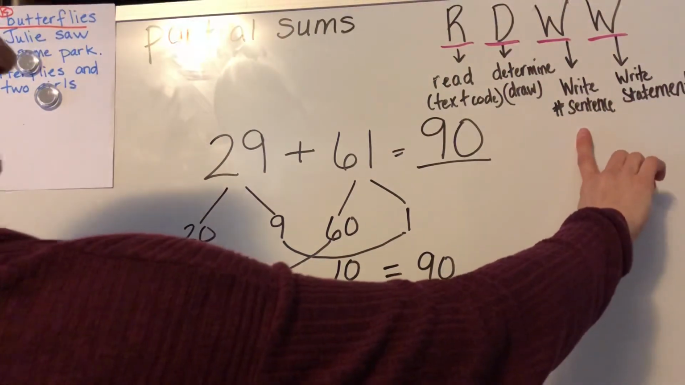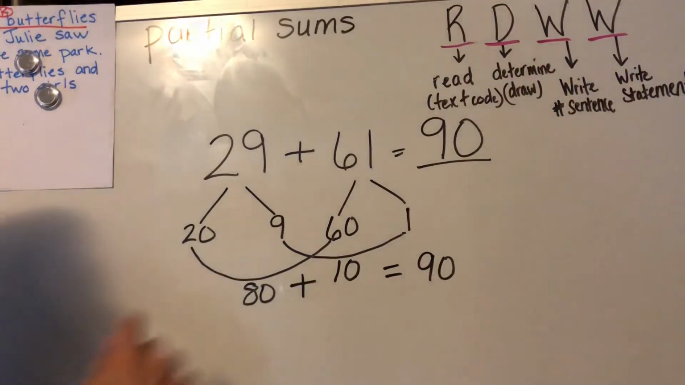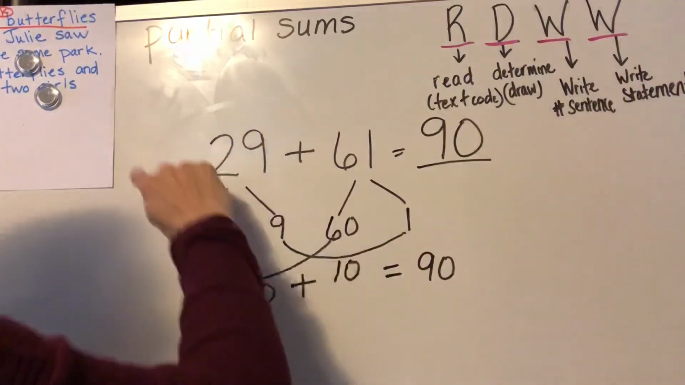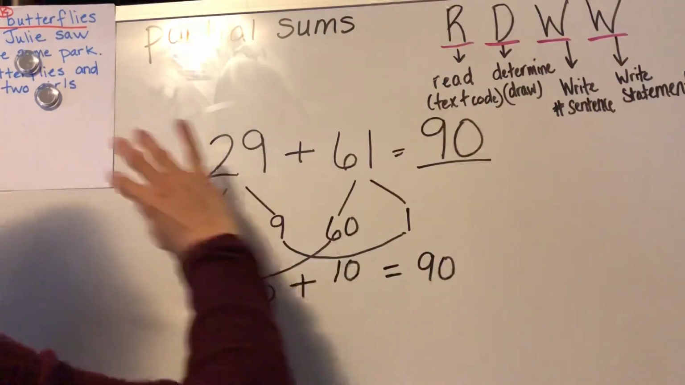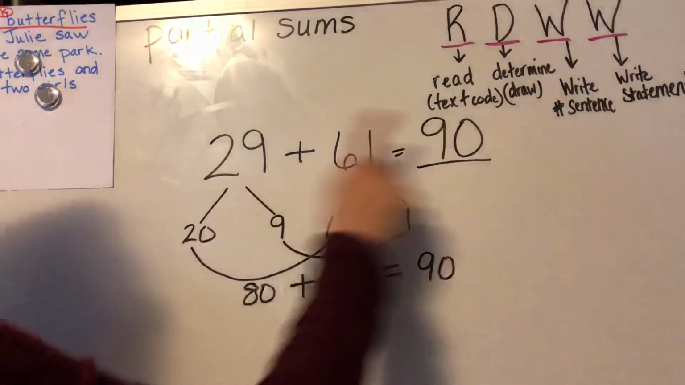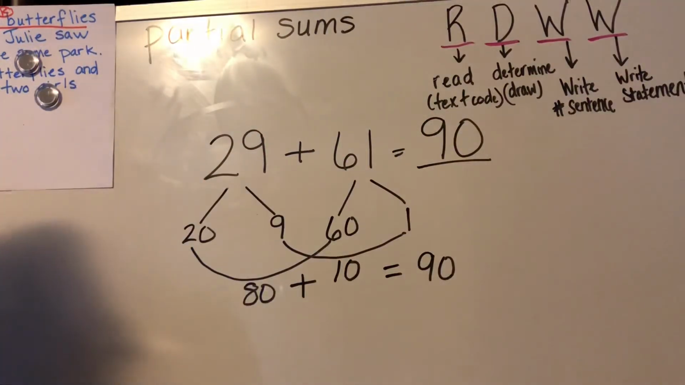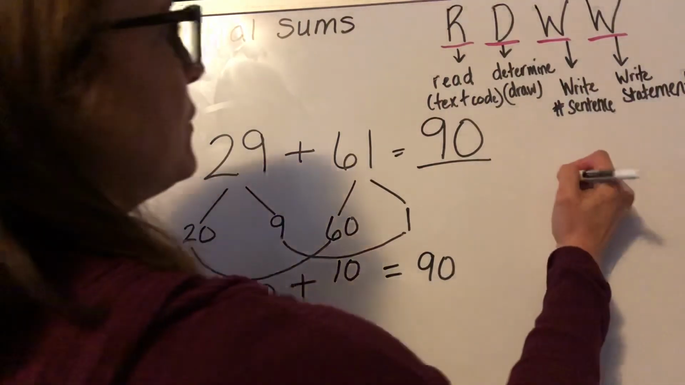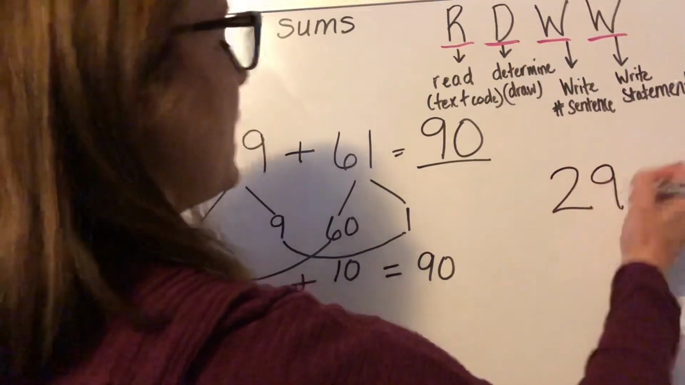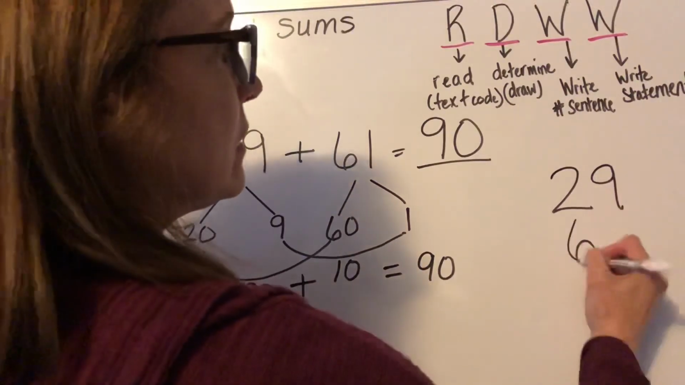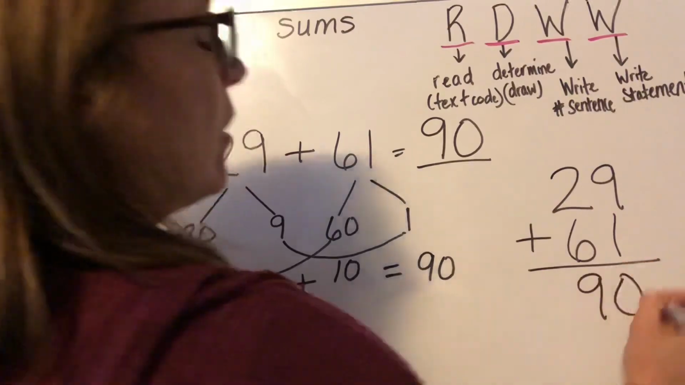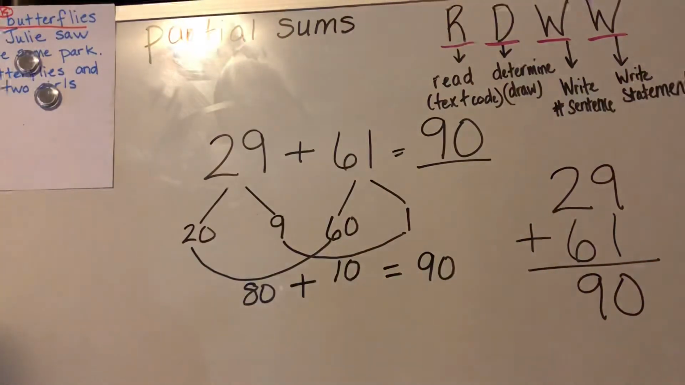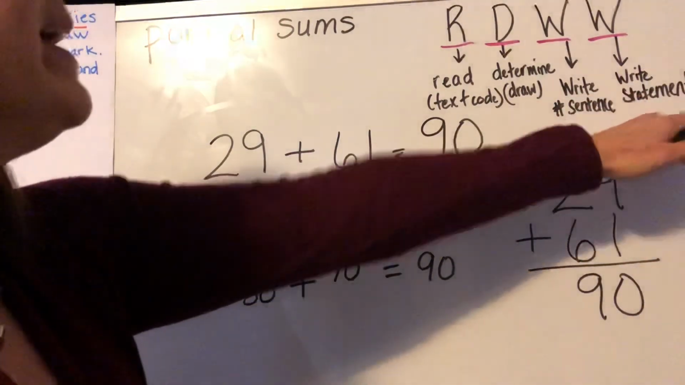My next step is that I'm going to write a number sentence. Well, I already wrote a number sentence here. Right here is the number sentence. When I put the sum here, it completed my number sentence. This representation is a horizontal number sentence. If I wanted to, I could have drawn it this way in a vertical form. Either one is fine. And then I'm going to write my statement.